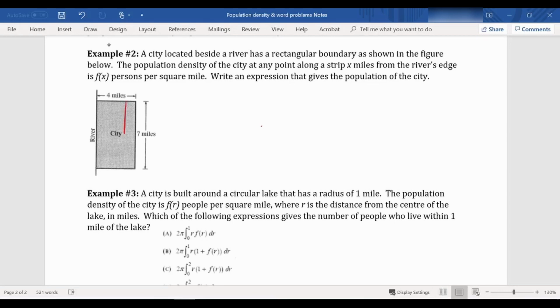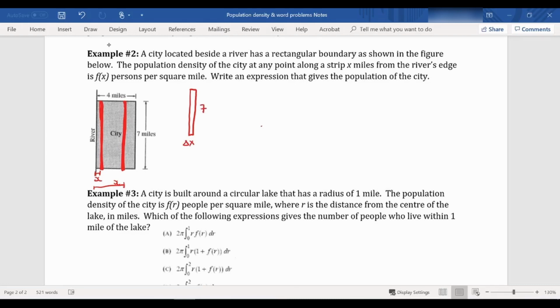So you might have people here, or you might have people closer to the river. And this distance here would be x miles from the river's edge. So if I think about one of these strips, this x and this x would be different. Your distance at the bottom of that rectangle would be some delta x value, and the height of the rectangle would be 7.